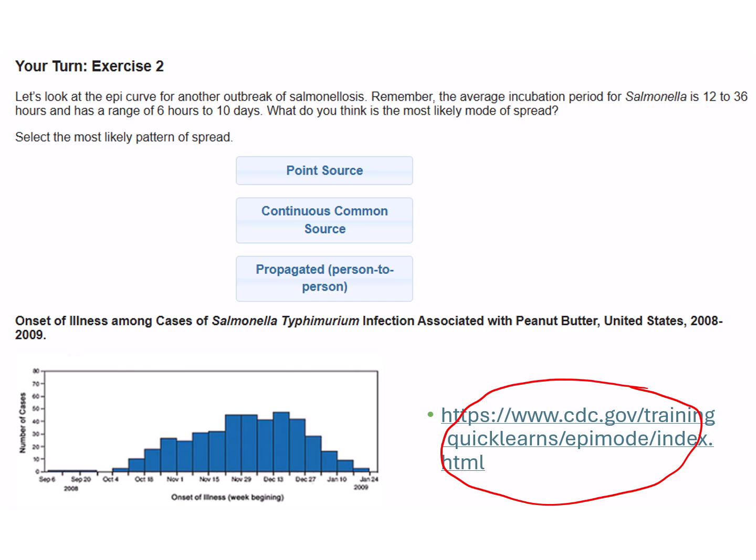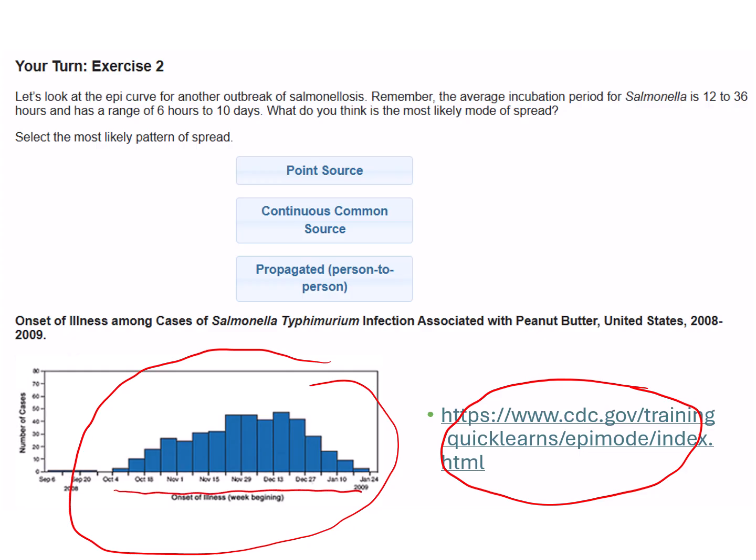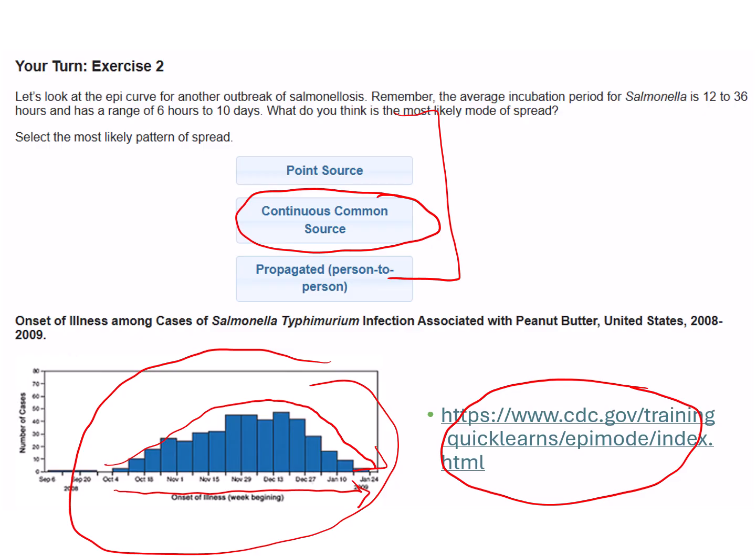This one asks us for the most likely spread for this curve, and this time I can see the x-axis spans several months, so a pretty long duration. If I'm coming from October all the way to mid-January or further, that means it's probably continuous common source. So this is a continuous common source outbreak because we're exposed to something continuously over several months. Cases gradually rise from mid-October to mid-December, and then they start to decrease.